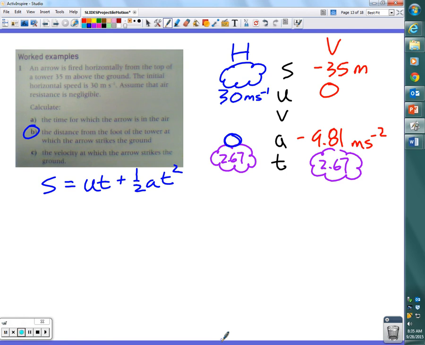0. The only thing affecting the motion of this arrow after we fire it is gravity. And gravity acts in which dimension? Vertical. So in the horizontal dimension, the acceleration is 0, so this whole term goes away. It becomes 0. Now it's just a matter of doing a little multiplication.